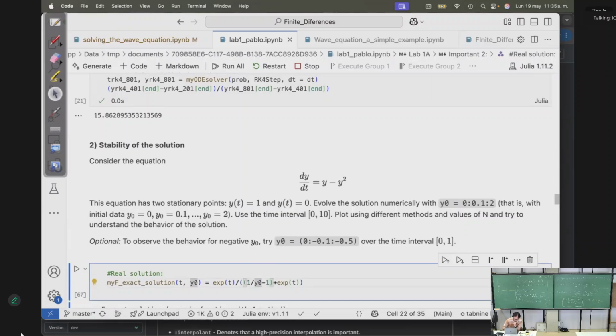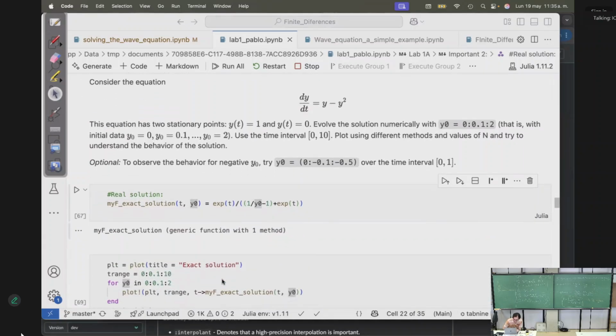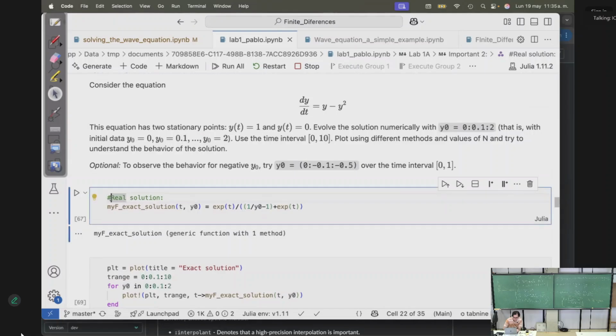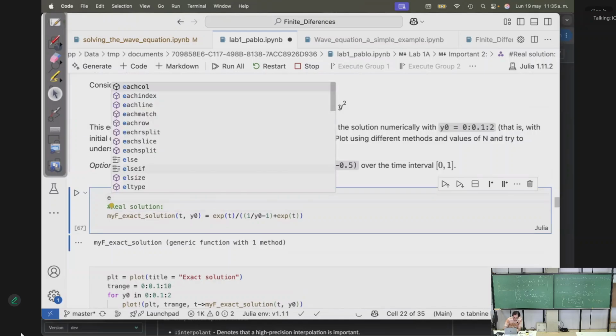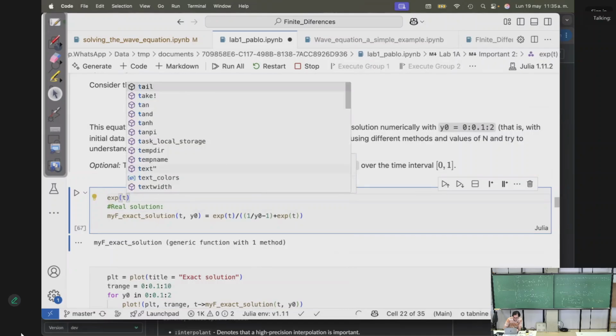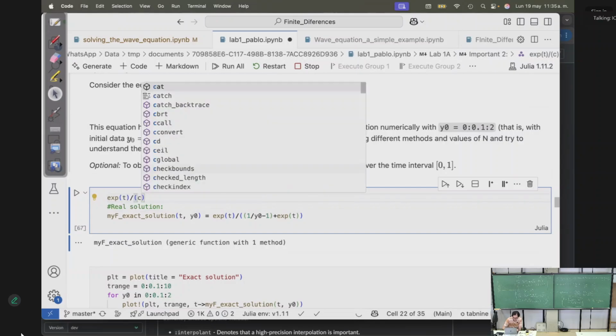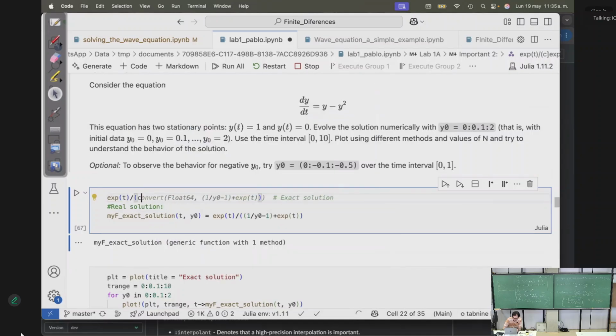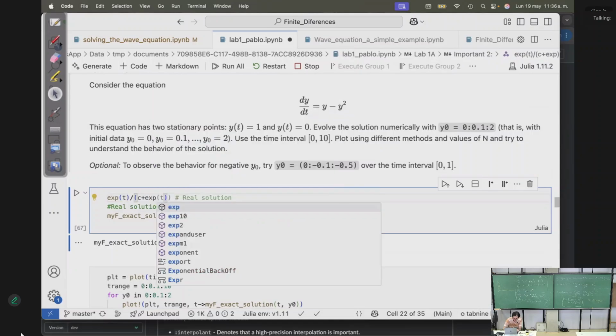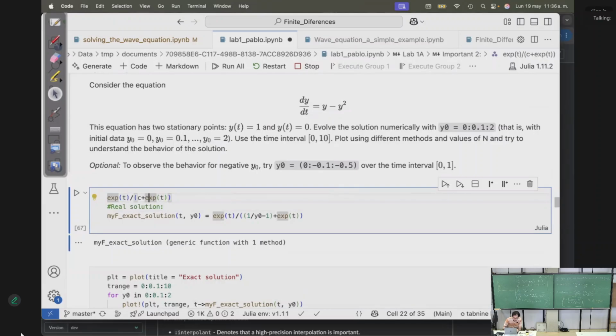So the actual solution to this problem is this one here, right? The solution to this equation will be something of the form the exponential of t divided by some constant plus the exponential of t. This is the actual solution of the problem.